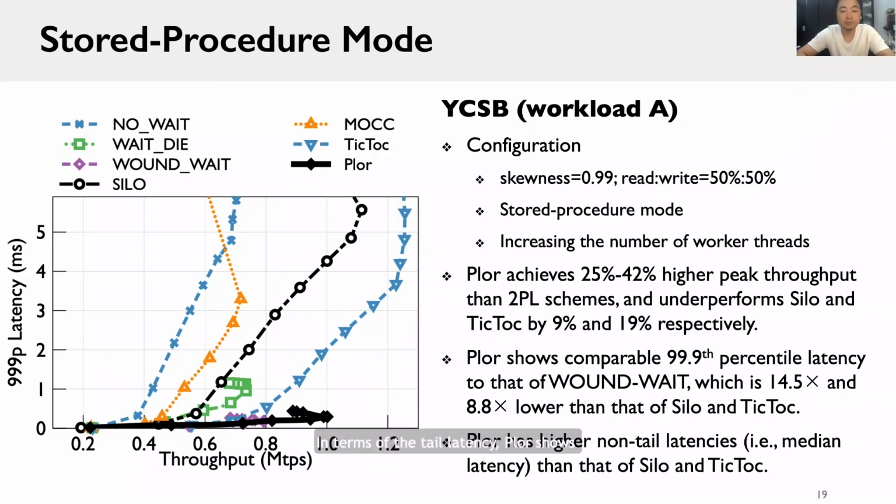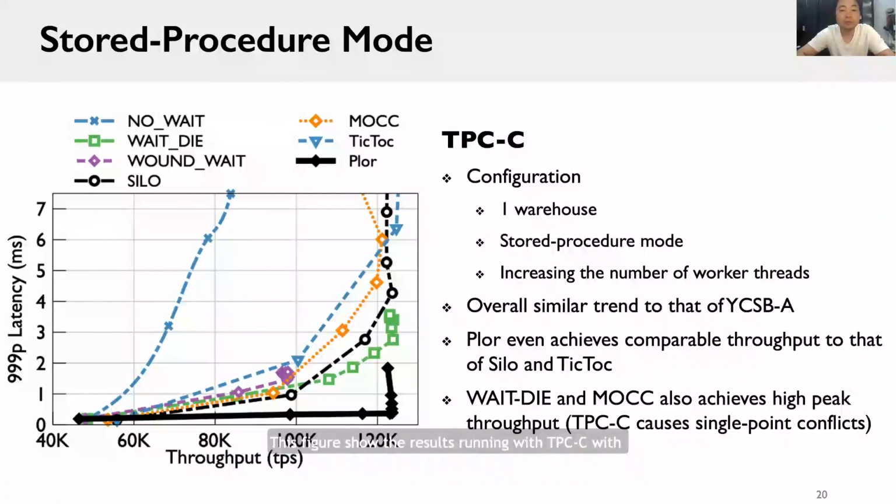In terms of the tail latency, Plor shows 14.5 times and 8.8 times lower 99.9% tail latencies than that of Silo and TicToc. Also, as a compromise, Plor has higher non-tail latencies, for example median latencies, than that of Silo and TicToc, which is not shown in the figure. This figure shows the results running with the TPC-C workload with one warehouse. We can observe an overall similar trend to that of the YCSB-A workload. Here, Plor even achieves comparable throughput to that of Silo and TicToc.